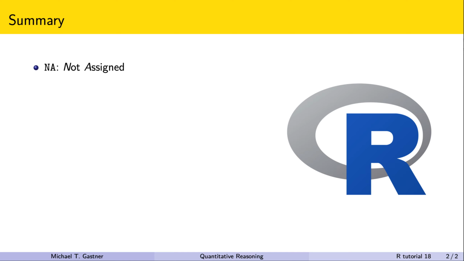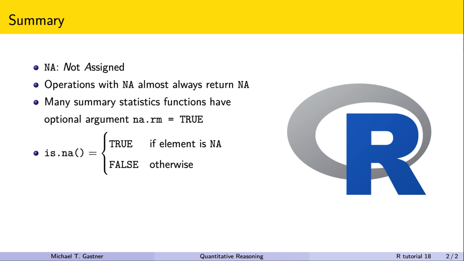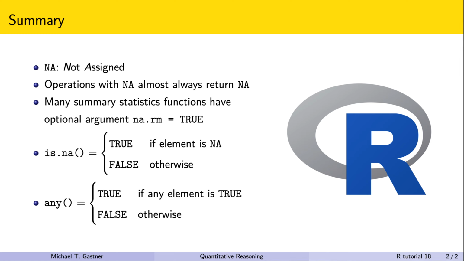Let's summarize the main points of this tutorial. NA is R's special value for missing data. If an operation involves NA as an argument, its result is almost always NA. Many summary statistics functions have an argument na.rm = TRUE to remove NAs before calculating a value. is.na returns TRUE if an element is NA, otherwise is.na returns FALSE. The function any returns TRUE if any element in the argument is TRUE, otherwise any returns FALSE. Next time, we learn how to find indices of TRUE values in a logical vector.